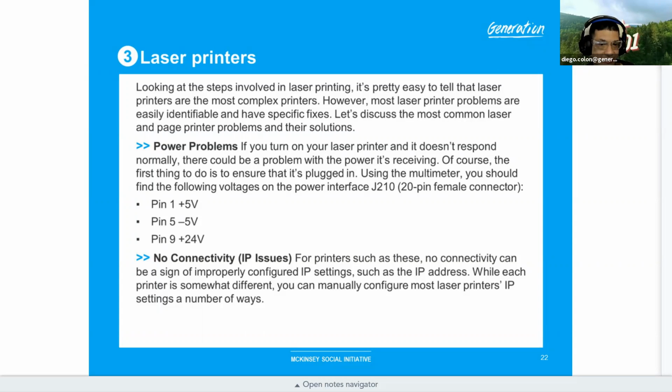No connectivity is in reference to IP issues. If it is inside the printer, it can be the print server that's gone bad and or the network card. Check the cables on the physical nature, and at the same time make sure that it didn't get deconfigured. If something has a brand new IP or something like that, it could create problems for the user.